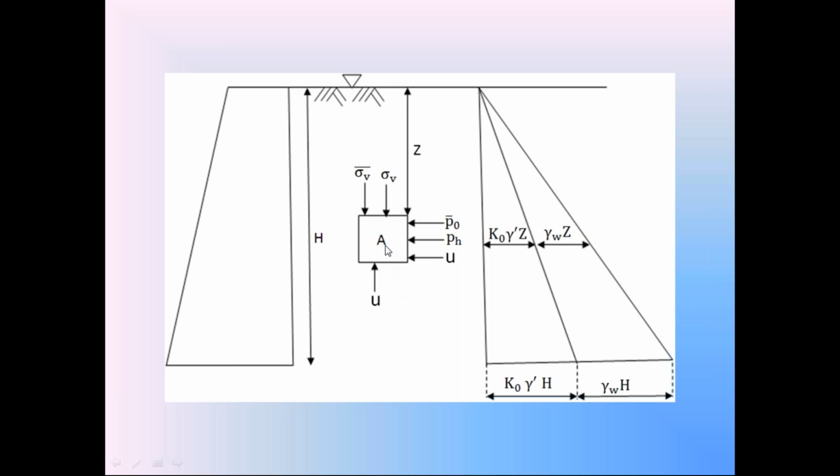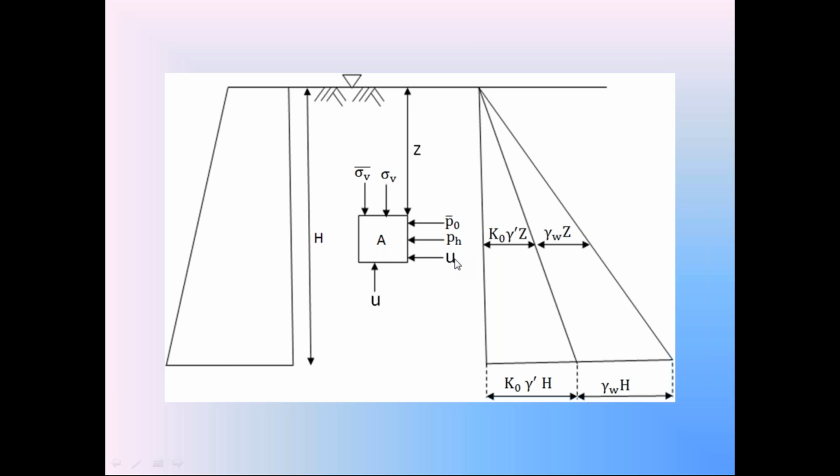So on the soil element A, not only in the vertical direction, the pore water pressure is also acting in the horizontal direction, because according to Pascal's law, the water pressure at a point is constant in all directions. So apply Pascal's law on this soil element. Along the vertical direction, the pore water pressure is U. Along the horizontal direction also, the pore water pressure is U. So this soil element is subjected to two horizontal pressures. One is the horizontal pressure P naught dash. The next one is the horizontal pressure U.